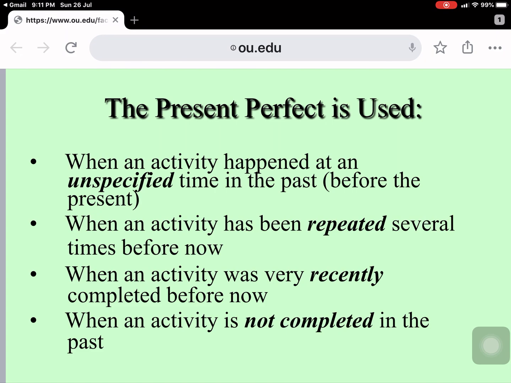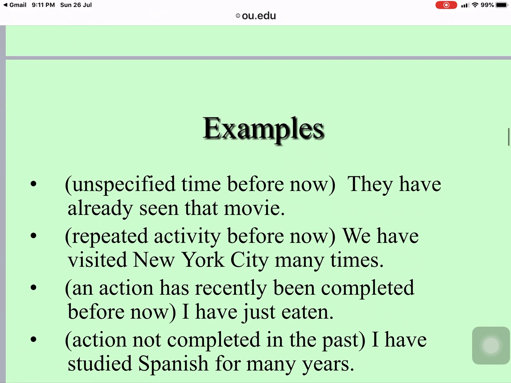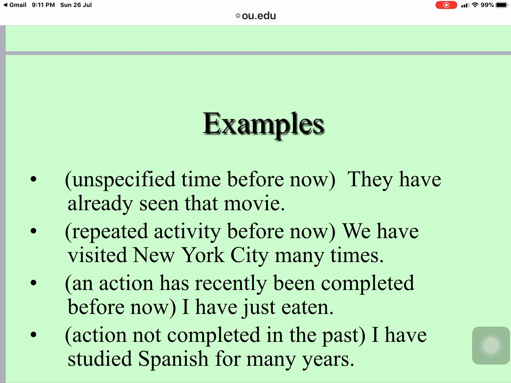And the first thing that we use present perfect for is an activity happened at an unspecified time in the past. Here the example is, they have already seen that movie. Here is no indication of any particular time when it happened. Actually we don't know when, but we know it happened. Okay, there is no specific time.